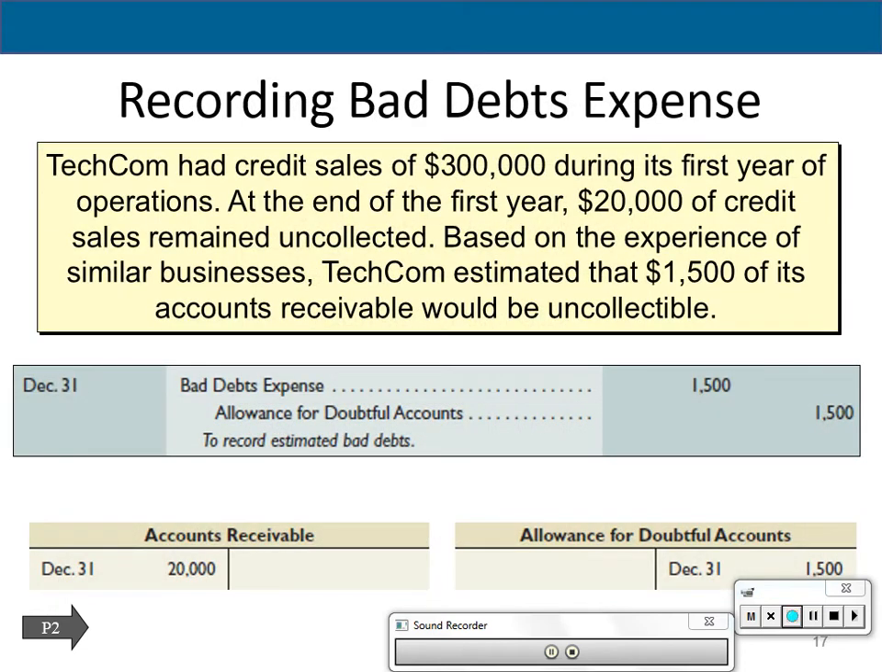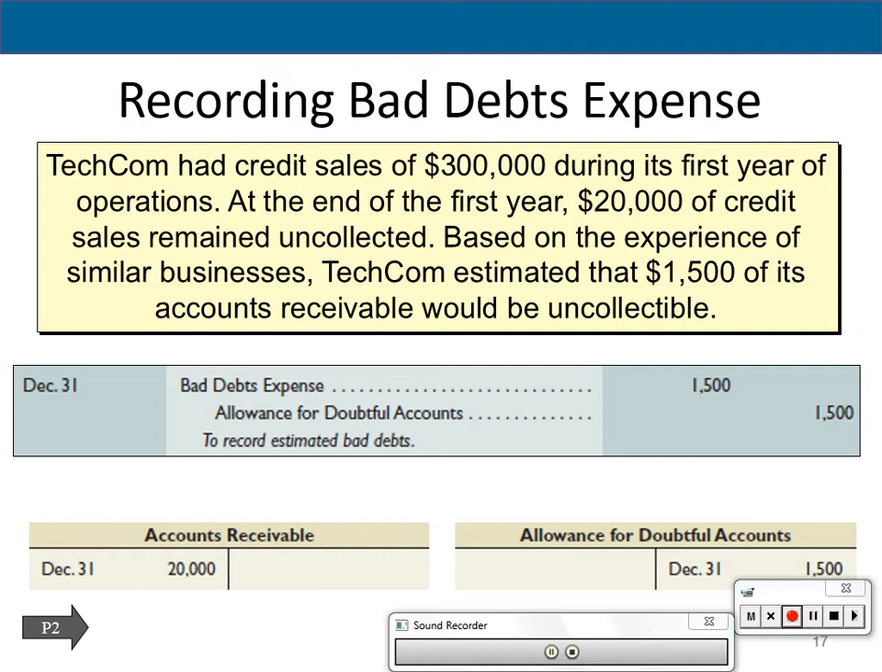So this is what it looks like. Well, I'll tell you why. We'll get to it. They had credit sales here of 300,000, right, in the first year, and at the end of the first year, they had how much on credit sales that were uncollected? 20,000. Now, based on their experiences with similar businesses, they just basically estimated that even though that 20,000 is uncollected, out of that 20,000, I'm going to say that 1,500 for sure will not be collected.